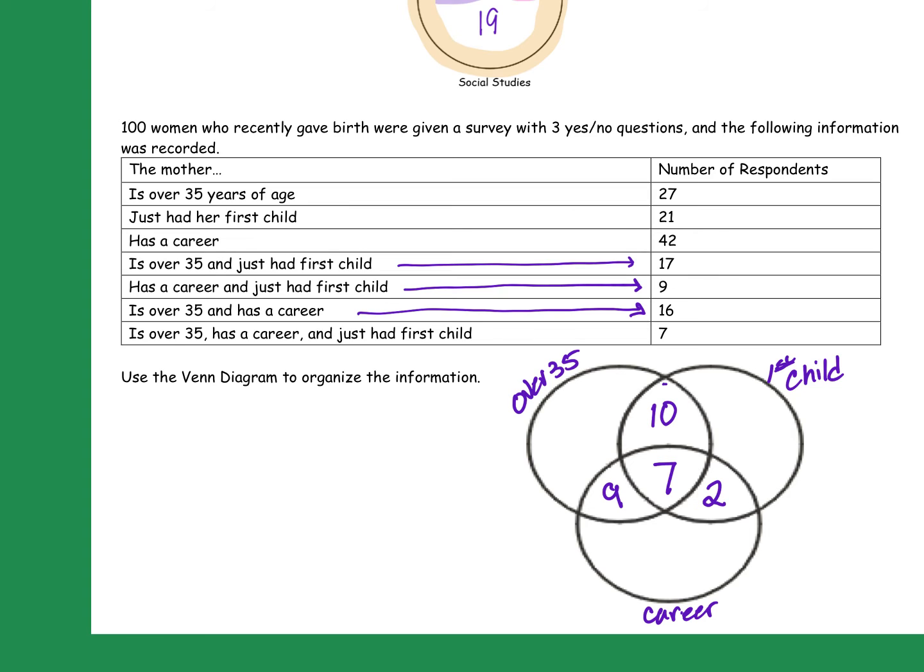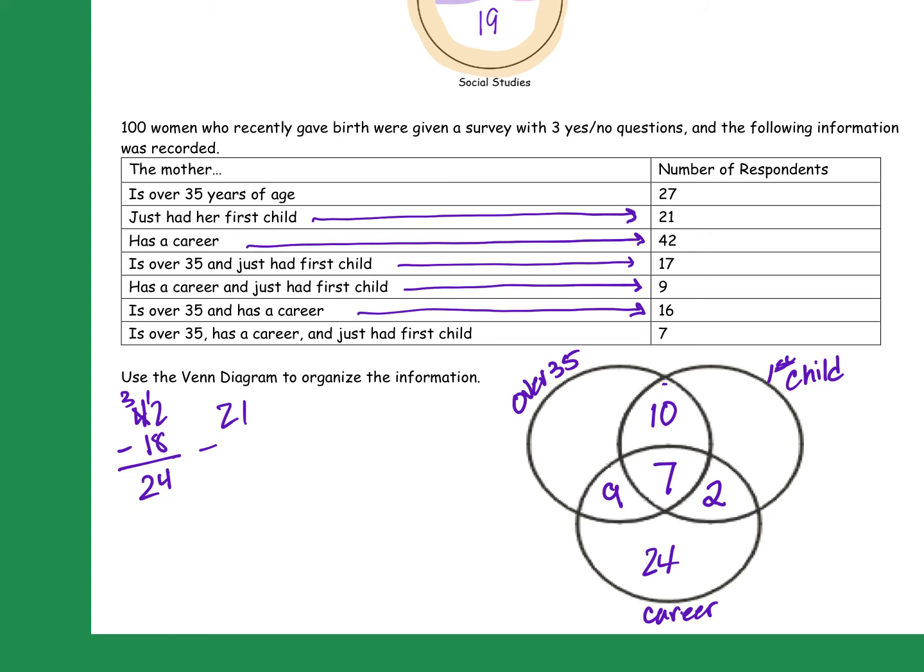Yeah, that's 9. Okay, and so we'll start with, let's do career first. That's easy. So there should be a total of 42 that have a career. And I'm going to subtract, let's see, 18 from that. So 8, 9, 10, 11, 12, 24 should go here.